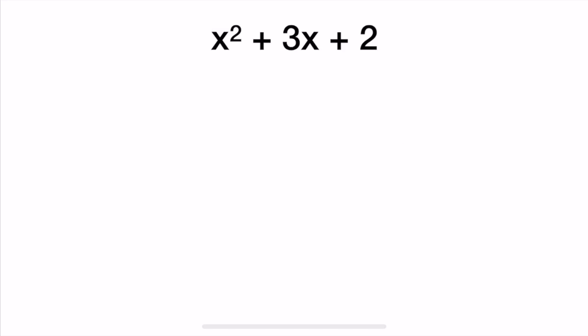So in this case, our first problem is x squared plus 3x plus 2. Because this is plus, we need to figure out two numbers that multiply to be 2 and also add up to be 3. The only numbers that multiply to be 2 are 2 and 1. And sure enough, they add up to be 3.